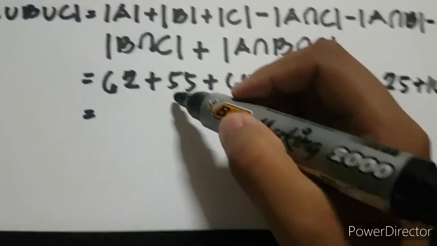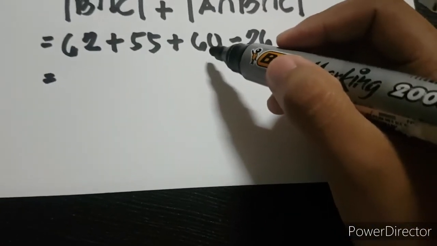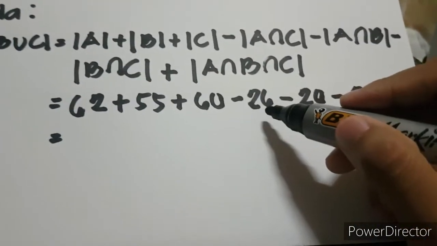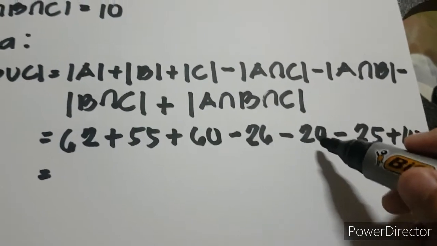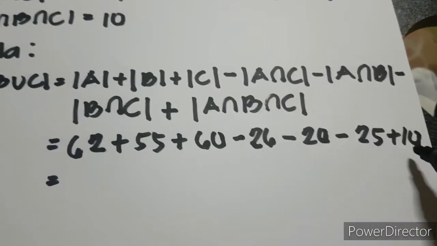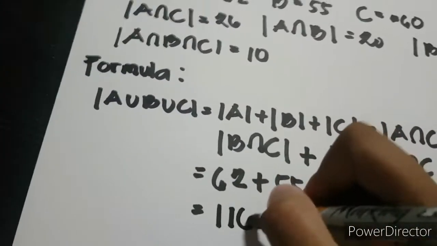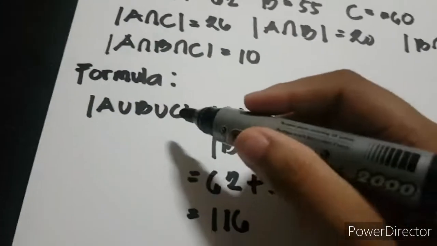62 plus 55 is 117, plus 60 is 177, minus 26 is 151, minus 20 is 131, minus 25 is 106, and plus 10 is equal to 116. So there are 116 in all.